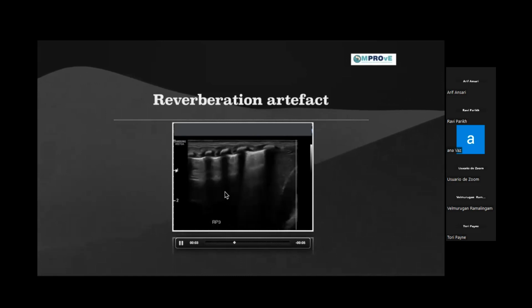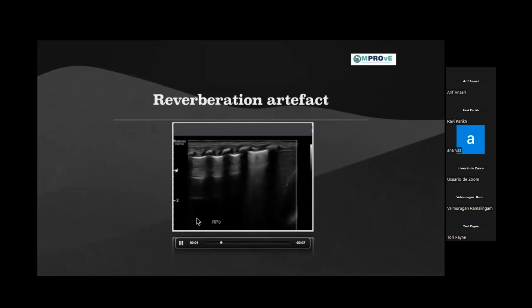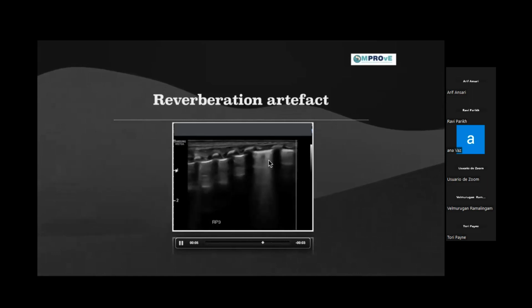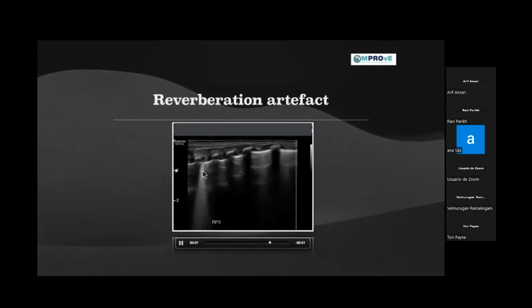And this lung looks pretty normal to me. It's mostly A lines, and you can count the B lines as they are appearing. So, one B line here, you can see two more over here. So that's a normal looking lung.